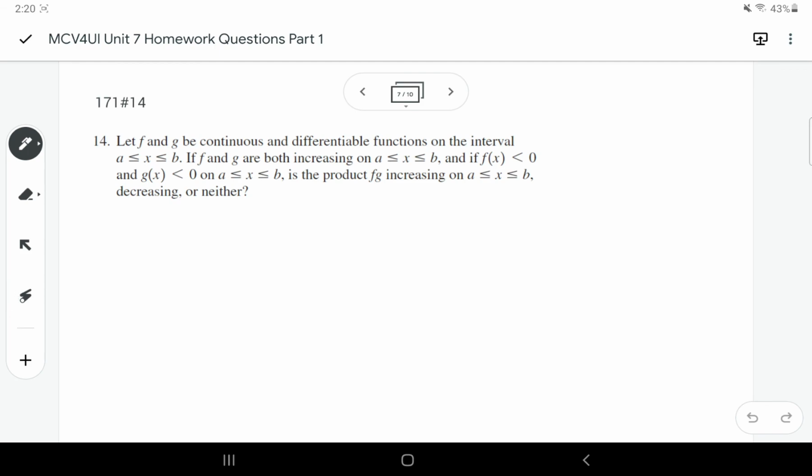So this one, let f and g be continuous and differentiable functions on the interval between a and b. If f and g are both increasing and f at x is less than 0 and g at x is less than 0 for all values, is the product increasing, decreasing, or neither?